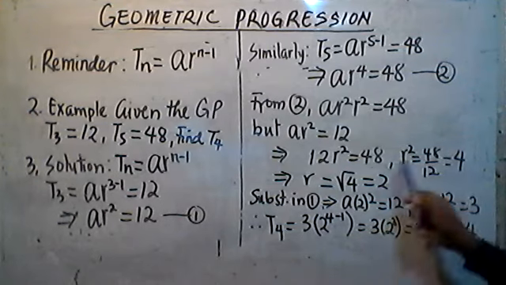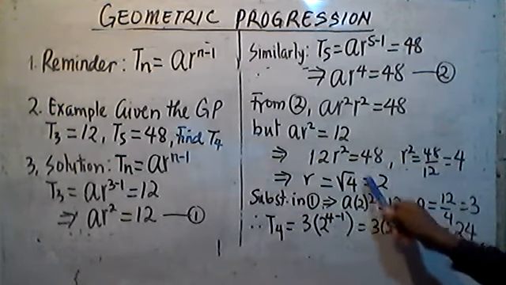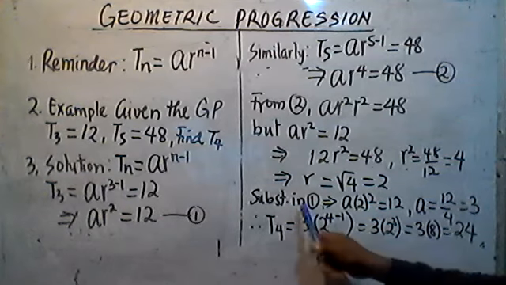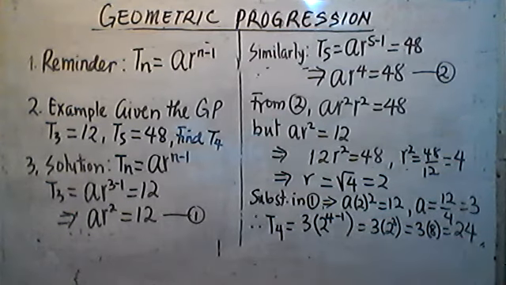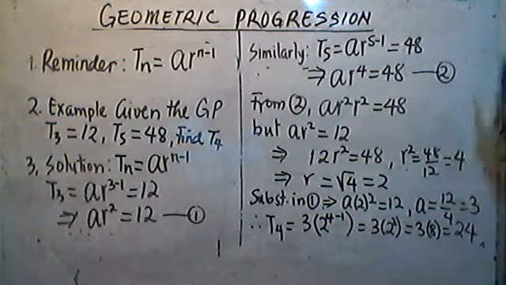Now, r squared is equal to 4. It means r is equal to the square root of 4, which is 2. So your r is 2. Now, substitute r as 2 in either equation 1 or equation 2. Let's take equation 1.